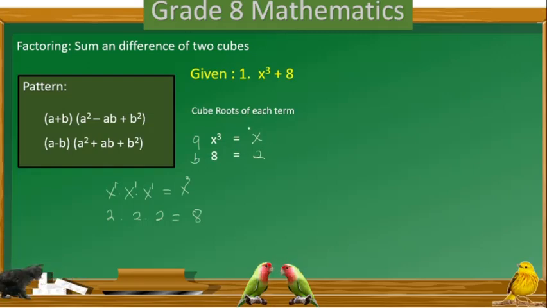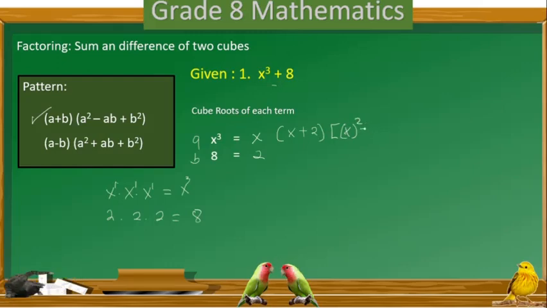And then, what is the pattern? This is positive, so we look for the sign here. Since this is positive, we will use this one. Open parenthesis. The value of A is x. The value of B is 2. Then it says that we have to square the value of A. The value of A is x.